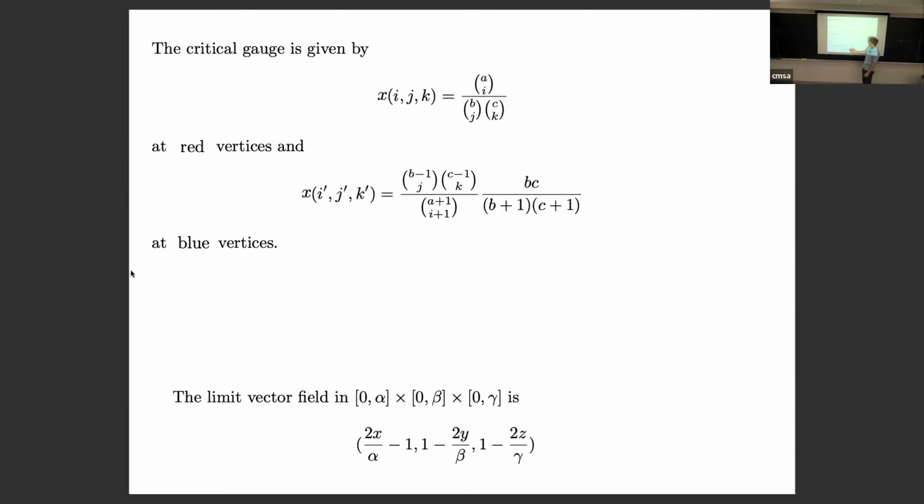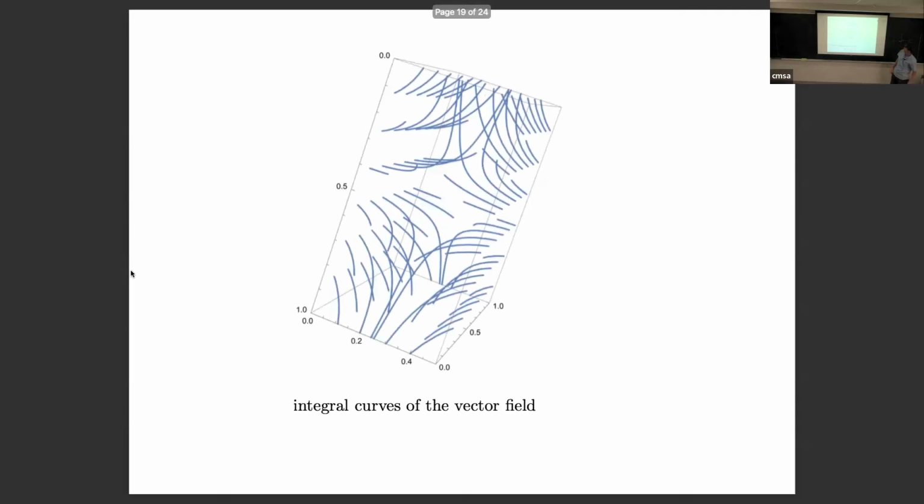And in this case, the limiting vector field in this A by B by C region, well, I rescaled, so let's call the 3 dimensions alpha, beta, and gamma, is, well, it's divergence free for combinatorial reasons. It's a divergence free vector field, 2x over alpha minus 1, 1 minus 2y over beta, 1 minus 2z over gamma. Beautifully simple formula. I made a nice picture. It's kind of hard to draw a 3-dimensional vector field, but what I did is I drew the integral curves of the vector field.